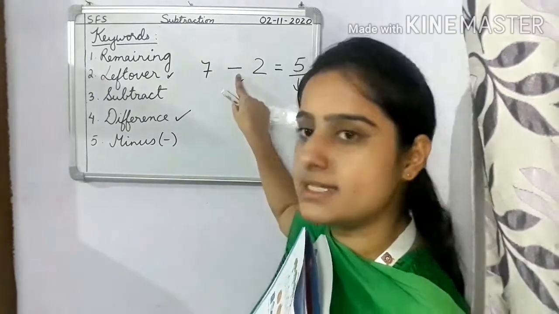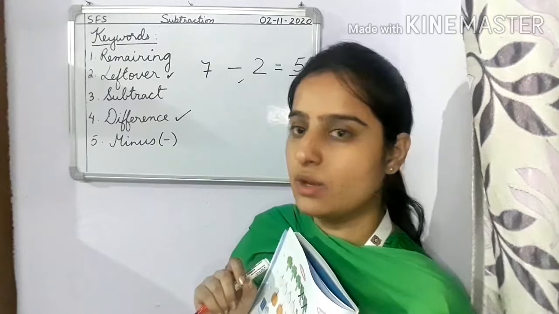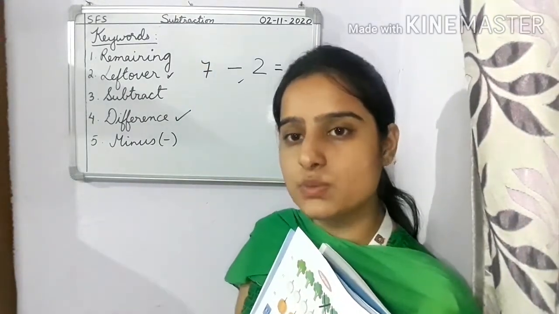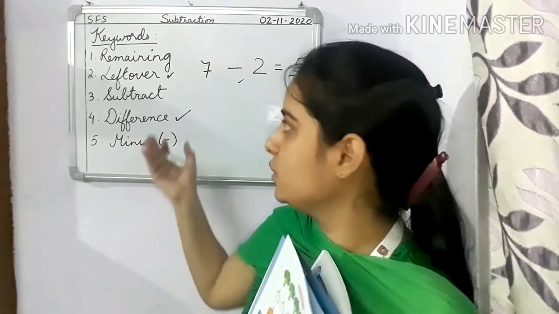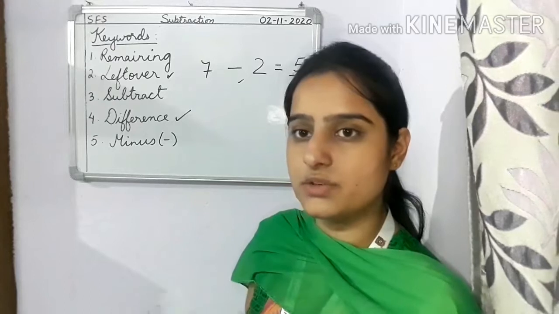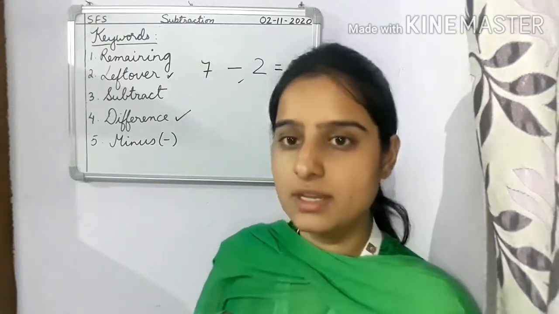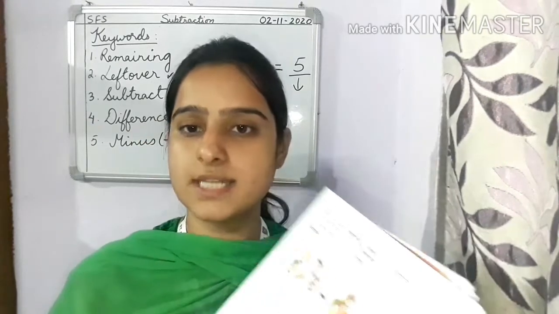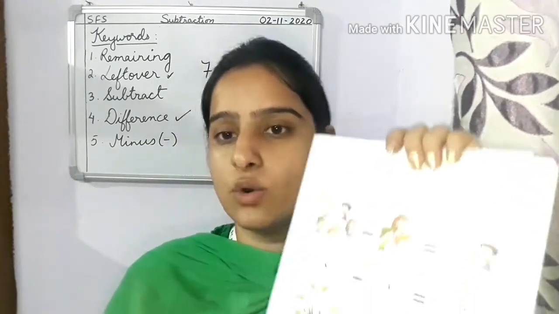What do we call this? Minus. Okay. Remaining. How many remains? How many chocolate remains with me? So these words are used in subtraction. Is it clear? You can note down this word, children, in your copy. So there is one example. Example 1. I will just tell you, children, how to do. You do it as a homework.